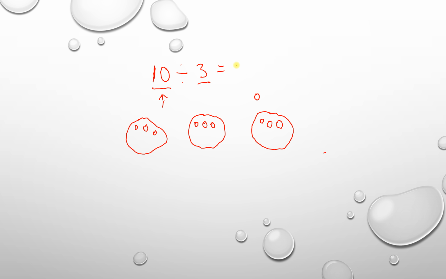So what this tells us for our quotient, remember the quotient is the answer to a division problem, is each friend gets 3 and there's a remainder of 1. So there's 1 piece of candy left over. All right, let's try another example. I'm going to erase this.